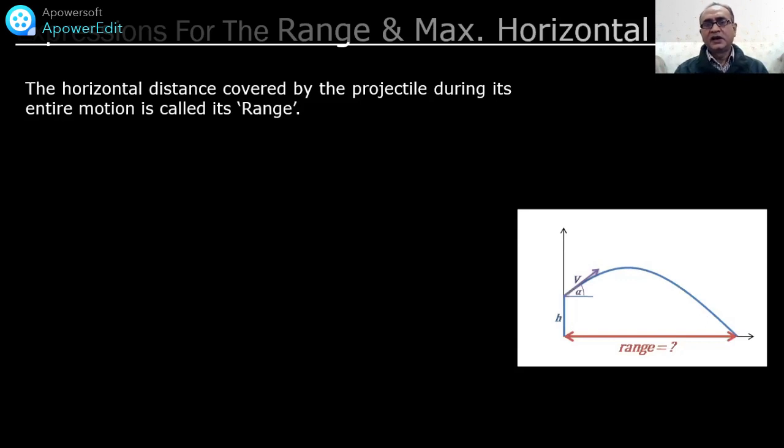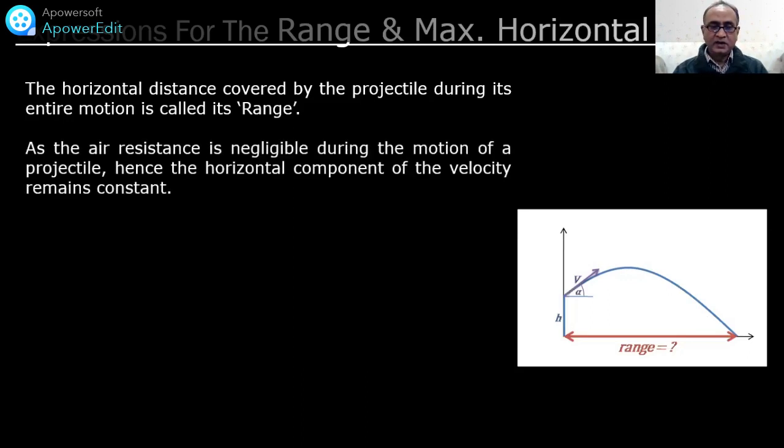A cricketer hits a ball for a sixer. Then the maximum distance covered by the ball in the air would be called its range. As the air resistance is negligible during the motion of a projectile, the horizontal component of the velocity remains constant. I just briefed you on this.